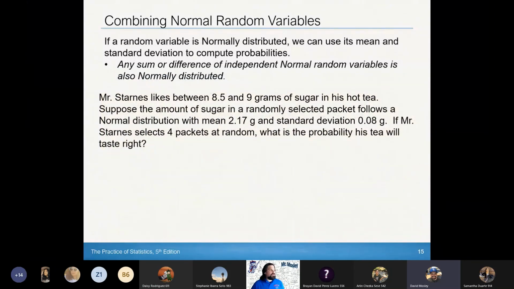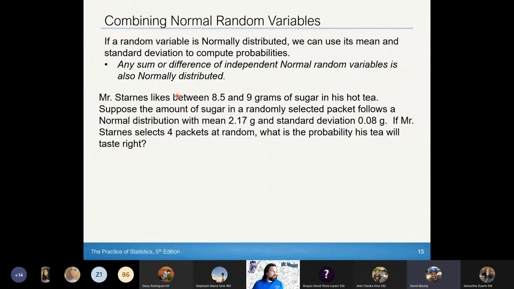All right. So now, combining normal random variables. Again, now we're switching to normal because those have special properties. If a random variable is normally distributed, we can use its mean and standard deviation to compute probabilities. Any sum or difference of independent normal random variables is also normally distributed. So if I have two normal random variables and I want to add them or subtract them, the result will still be normal. So I can use all the things I know about normal distributions, right? Table A, probabilities, all that stuff with the results.